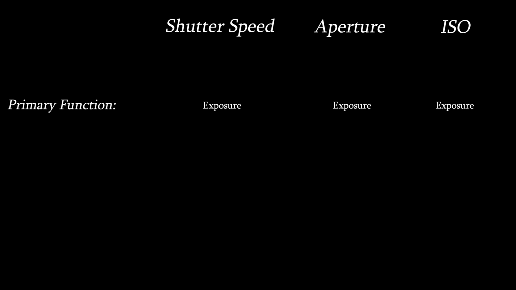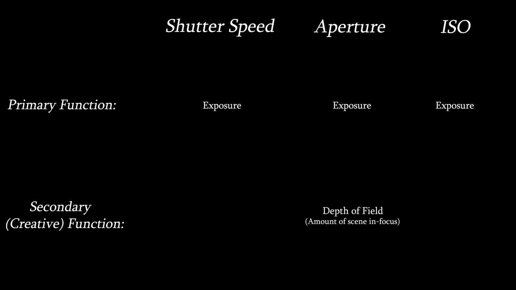And looking at the secondary or creative function of the aperture, it is depth of field, or how much of your scene is in focus. Depth of field is basically just a term to describe the sliver of focus in your image. Everything that falls in front of that sliver is out of focus, and everything that falls behind that sliver is out of focus. So changing your aperture will change how big that slice of focus area is.